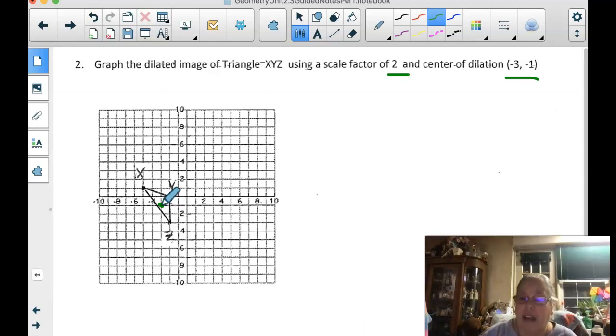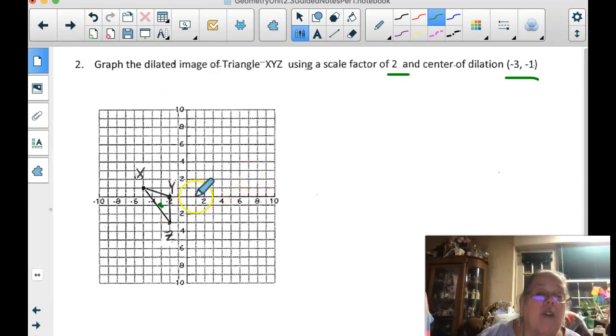Then what I'm going to do next is figure out how to get from my point of dilation, from my center, to my point. That's going to be like a dilation of 1. So I'm going to do that again, which will be a dilation of 2. You get what I'm saying here? Okay, so watch what I'm going to do.